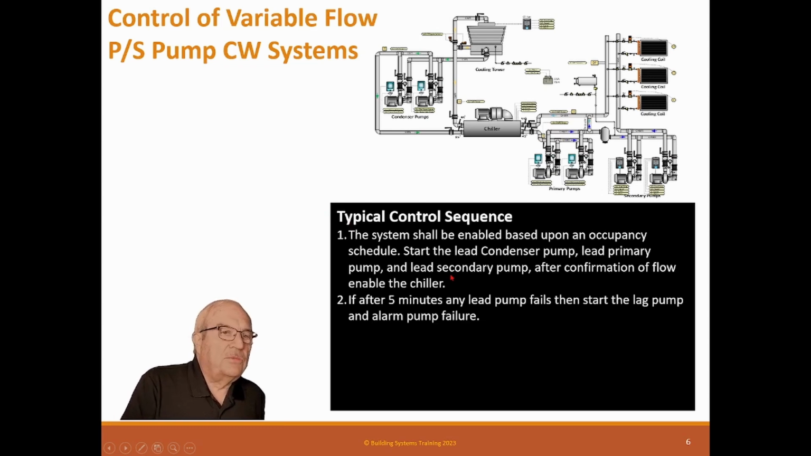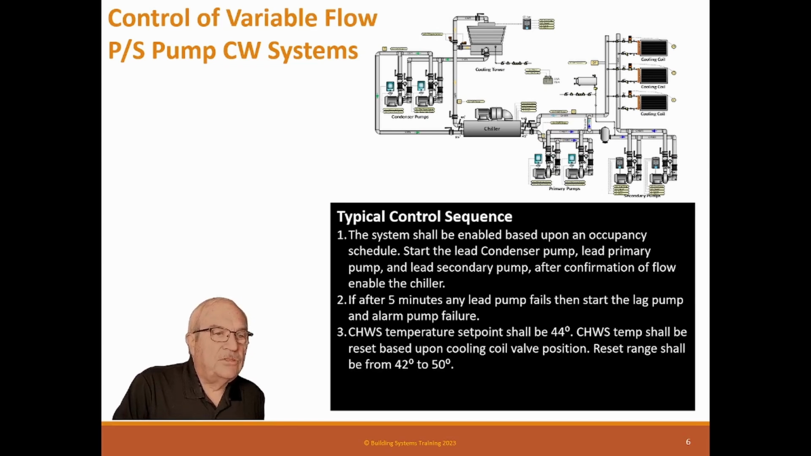Okay, the system should be enabled based upon an occupancy schedule. Start the lead condenser pump, lead primary pump, and lead secondary pump. After confirmation of flow, enable the chiller. After 5 minutes, if any lead pump fails, then do an alarm and start the lag pump. Chill water supply temperature set point should be 44 degrees. Chill water supply temp should be reset based upon cooling coil valve position. The reset range shall be from 42 to 50 degrees.